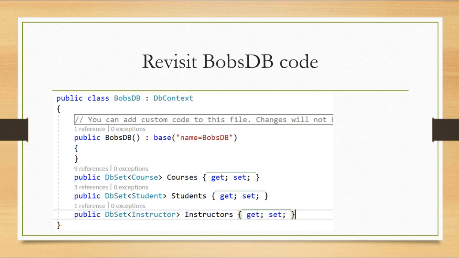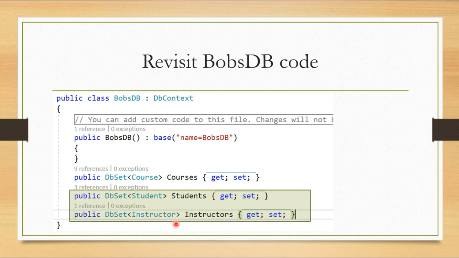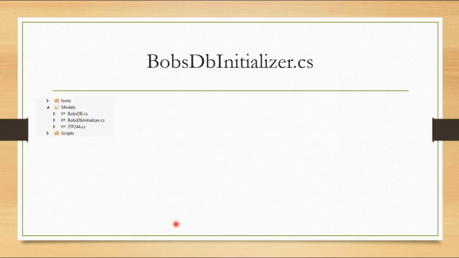So let's revisit the BobsDB code. Remember, it did courses for us. Let's add two more. One for students, which will be a Student type. One for instructors, which will be an Instructor type. So add those. Let's do one more thing. We're going to add a new class called BobsDbInitializer.